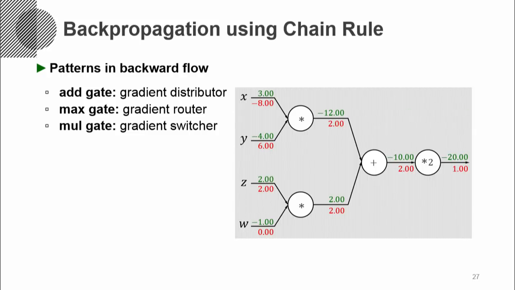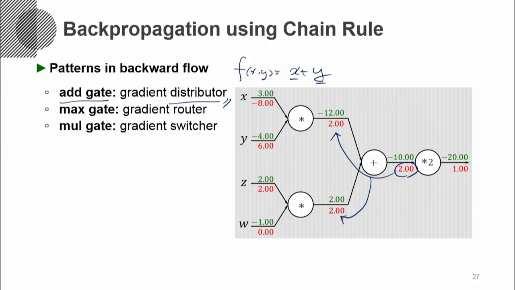And from these examples, we can identify some common patterns in this backpropagation flow. So in the case of an add gate, which was defined by x plus y, the partial gradient of x and y will all be 1. So in this case, the previous gradient was just duplicated or distributed as the same value.